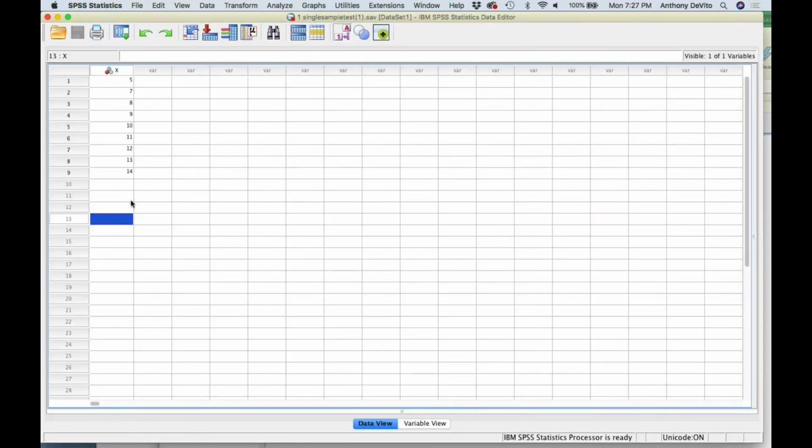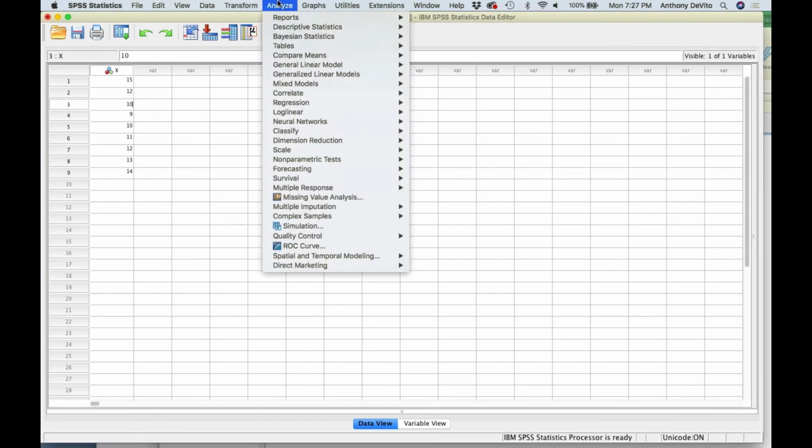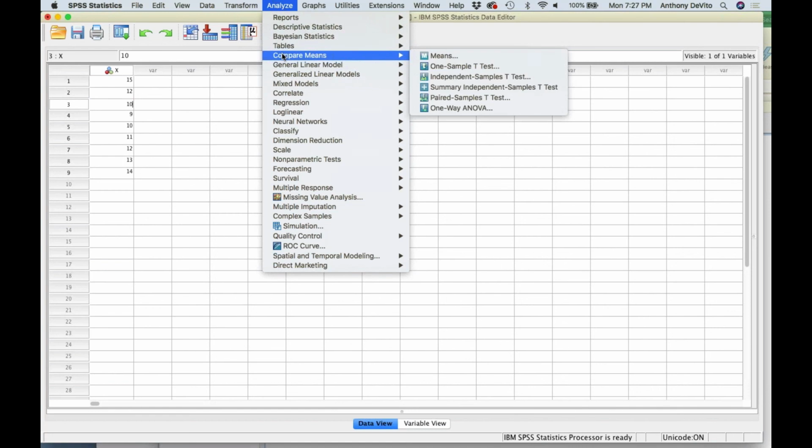Now, I'm going to do something a little weird here. I'm going to change some of these numbers. I'm going to make this 15, I'm going to make this 12, this 10. I'm going to redo this again with different numbers. Analyze. What am I going to choose here? Compare means. That's what we're doing, comparing means of two groups. Compare means, one sample t-test, because we only took one sample from one population.